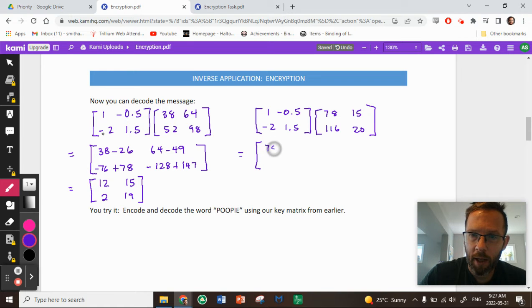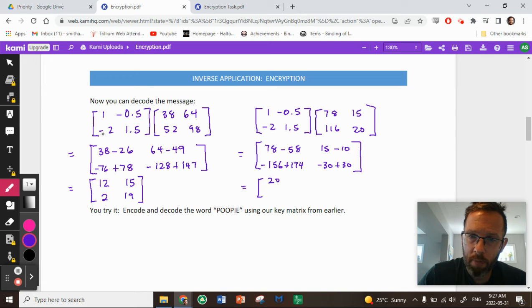We get 78 minus 58, 15 minus 10, -156, 1.5 times 116. Half of that is 58. Add 58 onto that, plus 174. And we get negative 30 plus 30. All seems to be working out, I think. 20, 5, 18, and 0.